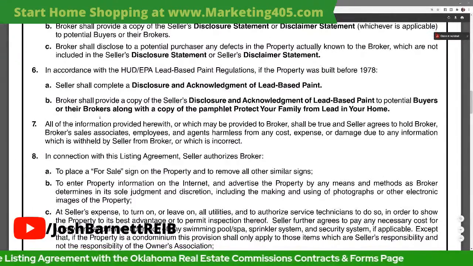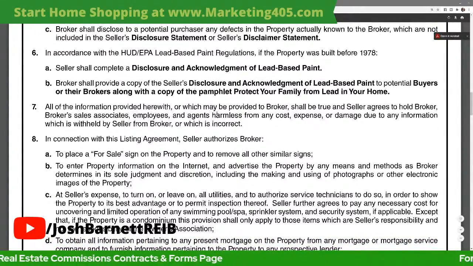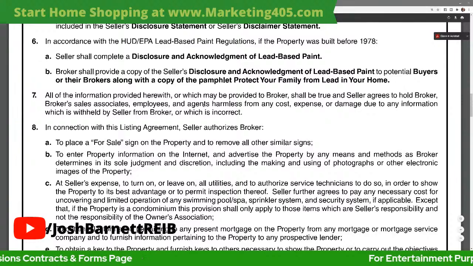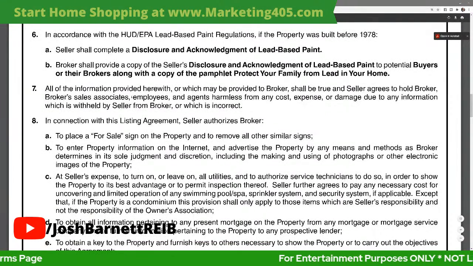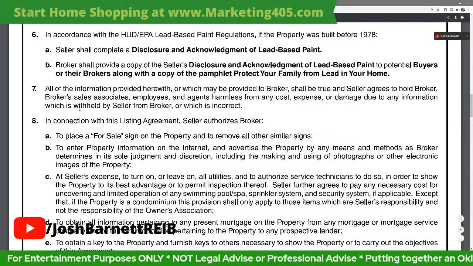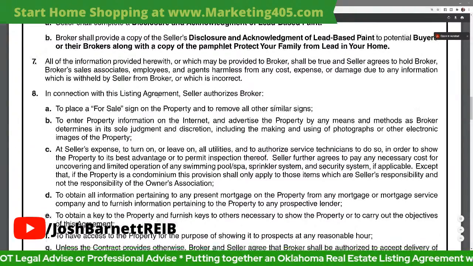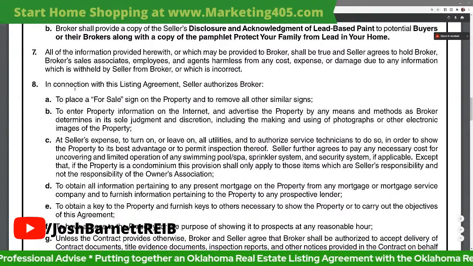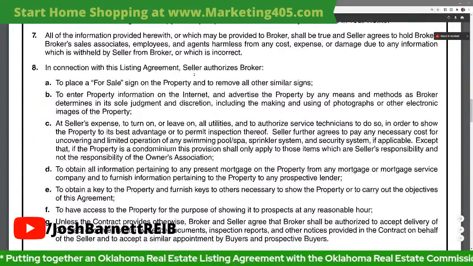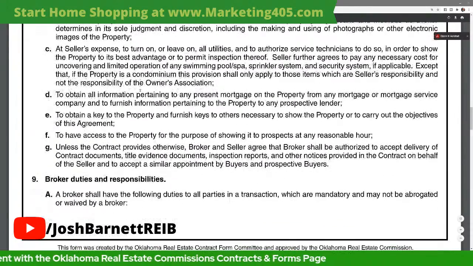Clause 6 covers that. Clause 7, it just says that the seller is telling the broker that everything they've disclosed is true and that they hold the agents and the brokerage harmless from any cost or damage due to information that is withheld by the seller from the broker or which is incorrect. And then in connection with this listing agreement, seller authorizes the broker to, these are just some of the steps it takes to sell a property. This is what the seller is authorizing the agent to do.